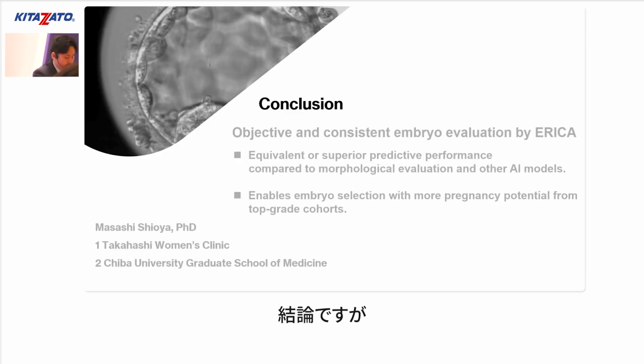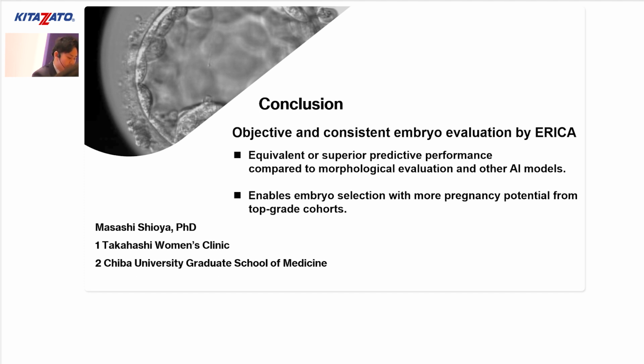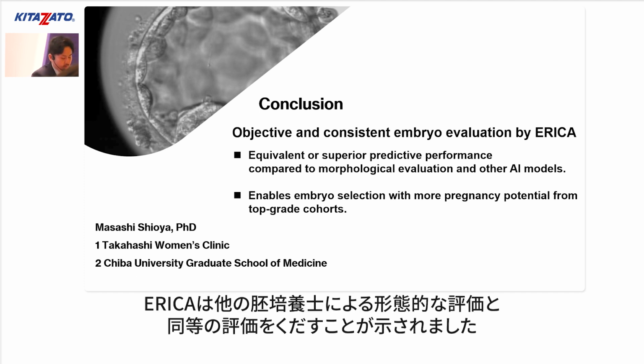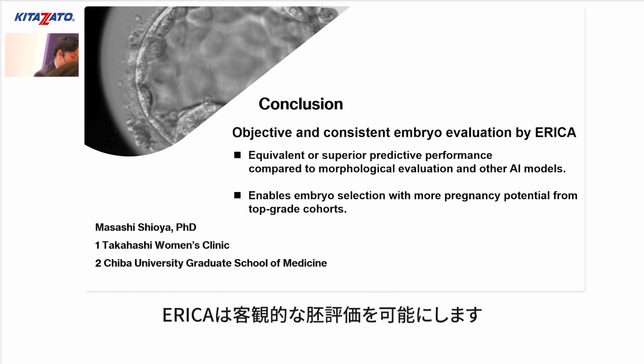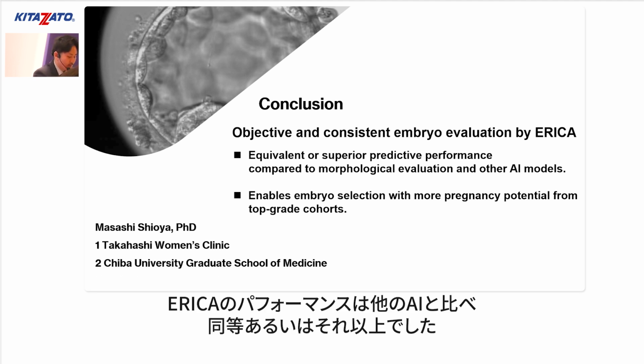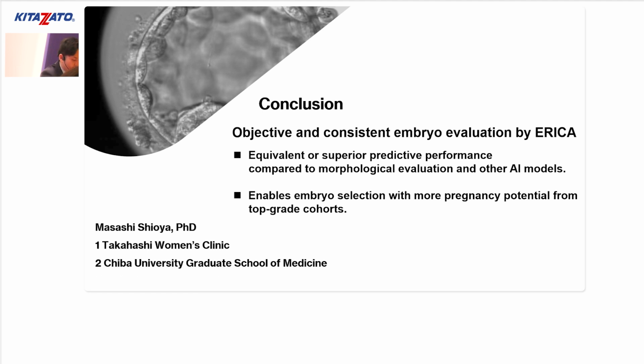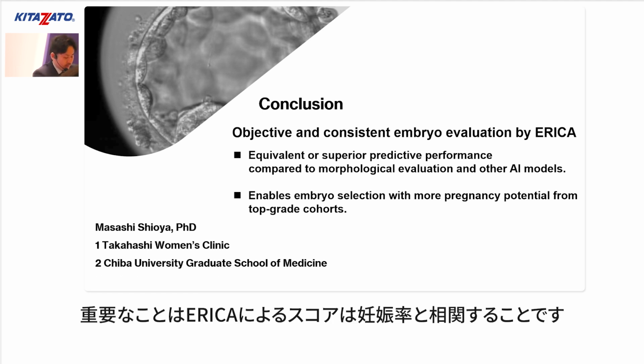Conclusion of this study: the predictive performance of ERICA for pregnant embryos is equivalent to morphological selection, but it allows for objective and consistent embryo evaluation, and its performance is better than or equivalent to other AI models. The important aspect of our result is that ERICA can select embryos with higher pregnancy potential from the top-grade embryo cohort.